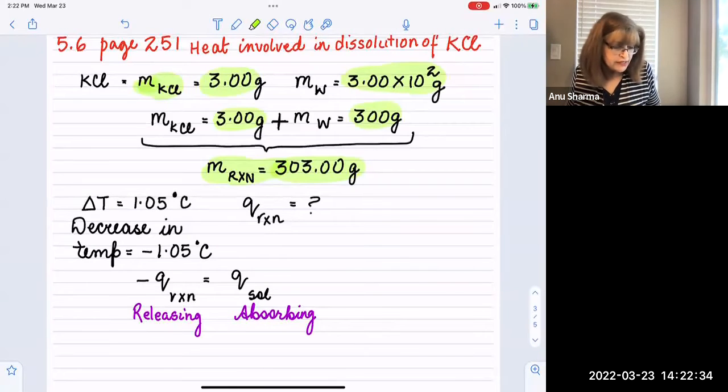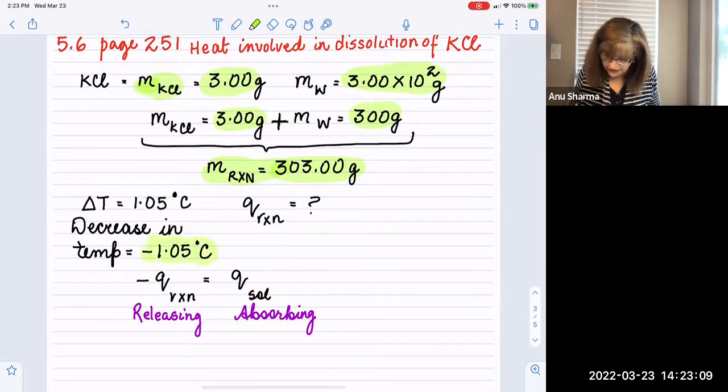The question here is, when a 3 gram sample of KCl was added to 3.00 times 10 to the power 2 grams of water in a coffee cup calorimeter, the temperature decreased by 1.05 degrees Celsius. How much heat is involved in the dissolution of KCl, and what assumptions did you make? Here we see the temperature has decreased. That means when the KCl broke up into its ions in the water, it absorbed some of the heat from the water. That's why we see a decrease in the temperature of the water when KCl was added.